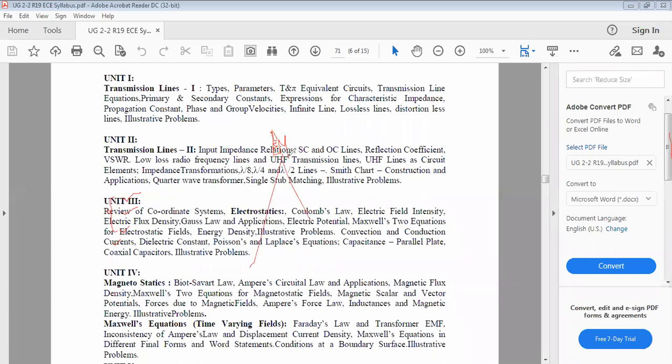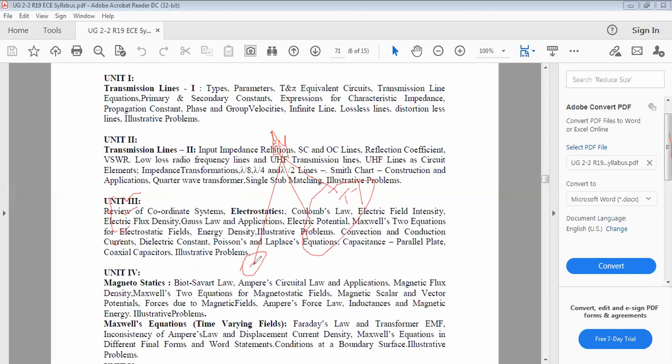See here, 3 parts as, of course, 2 parts mainly, but for your clarity, I will give it like this. This is the transmission line 1. Here, transmission line 2. And actually, this part is entirely called one part. This is the transmission lines part. And this is the electromagnetic waves part, and this is the transmission lines part.